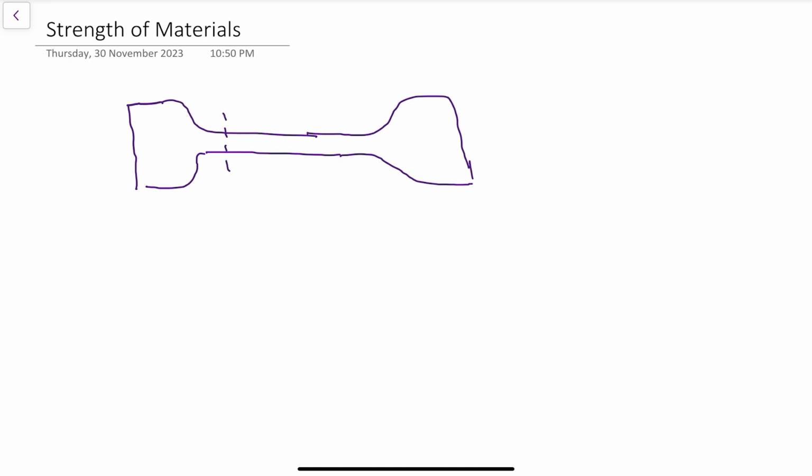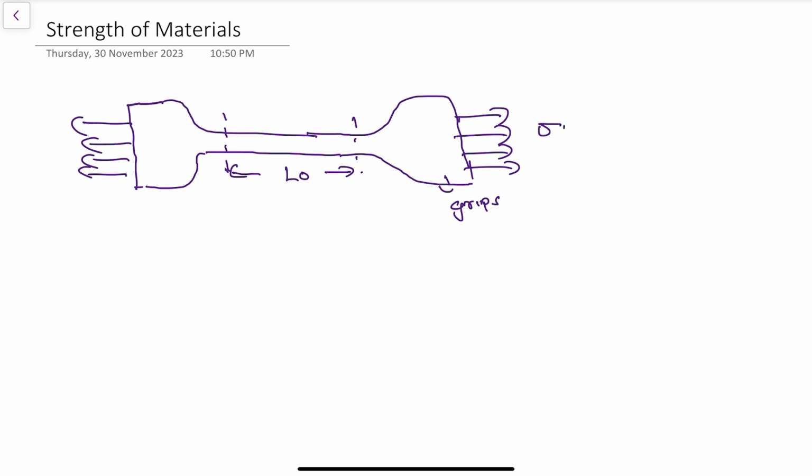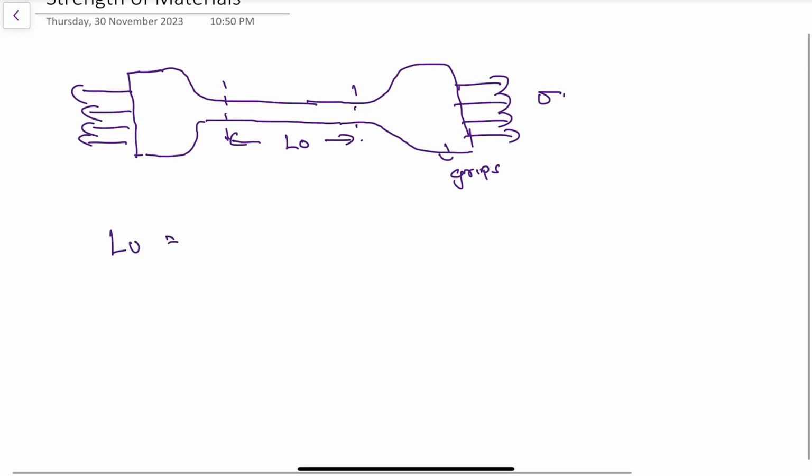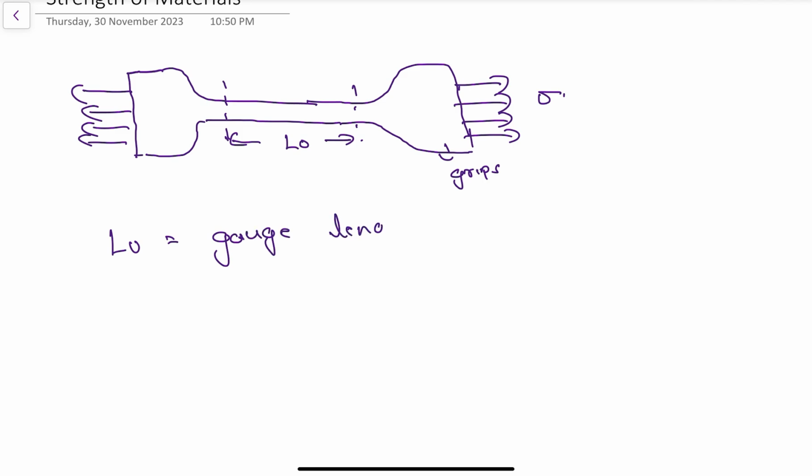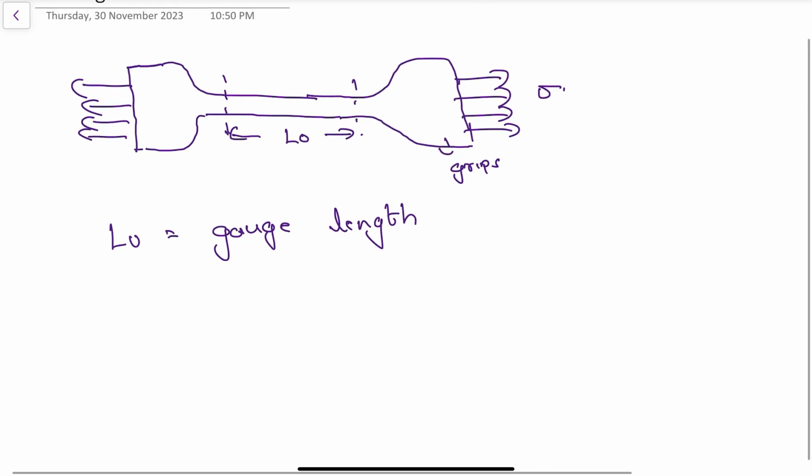The specimen you are selecting is this one, of this particular length L0. So you are doing a test on them. You are attaching this specimen here for grip. These are the grips, and you apply tensile stress here. You apply a load here, and this L0 is defined as the gauge length.